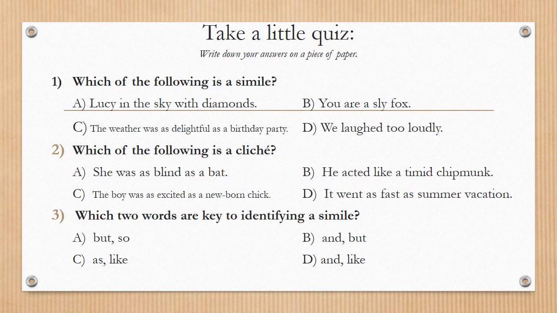Question number 3, which two words are key to identifying a simile? Choice A, but, so. Choice B, and, but. Choice C, as, like. Choice D, and, like. So again, write down your answers to those 3 questions.